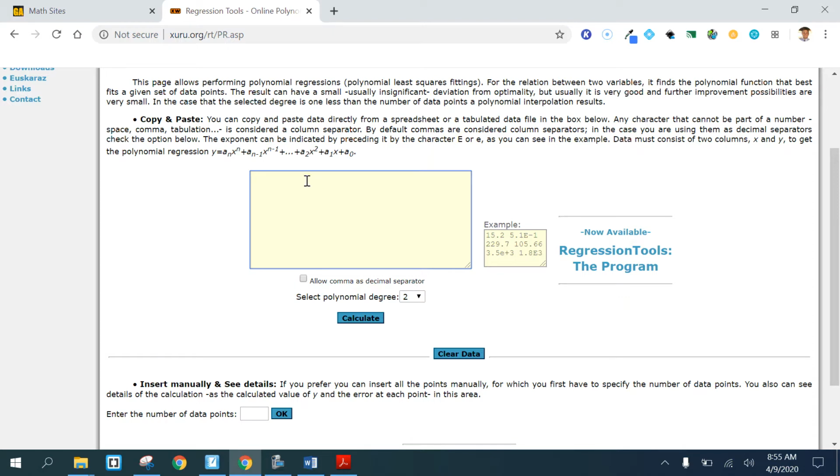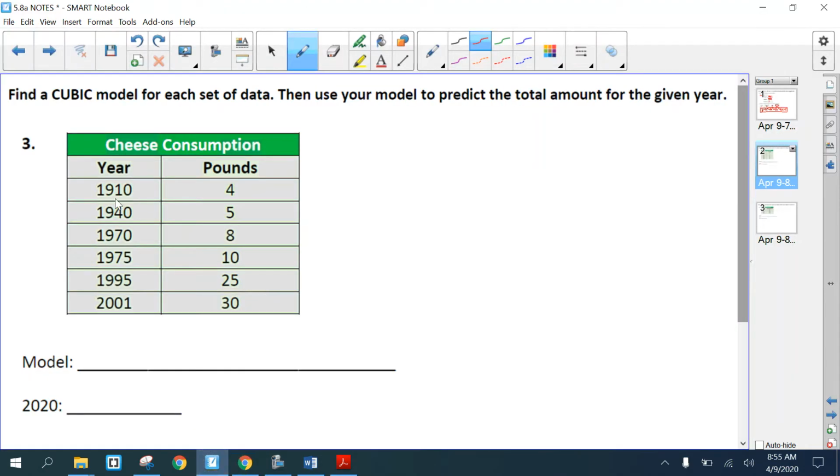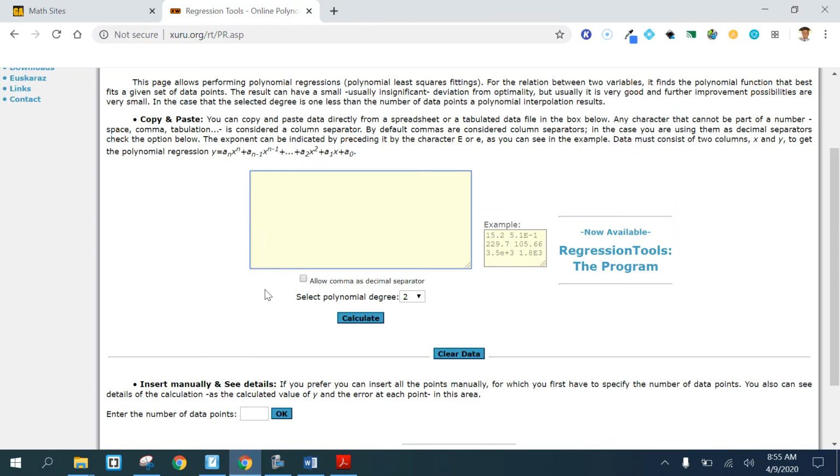Okay, so here's the thing. Here's the trick. We're not going to enter 1,910. We're going to assume, let's just say that the year 1900 is the first year, or year 0, actually. And so instead of calling this 1910, I'm just going to call this 10. So the first point is going to be 10, 4. 10 space 4, no comma.